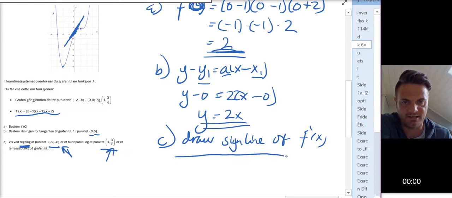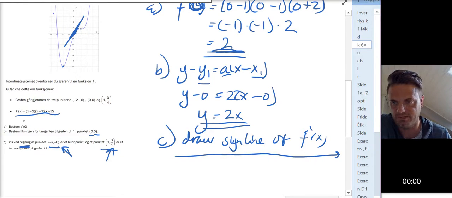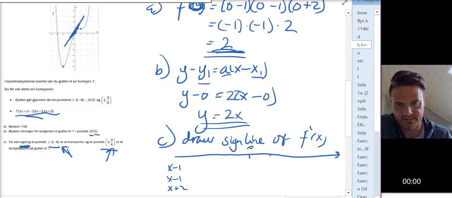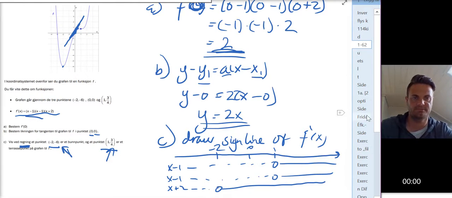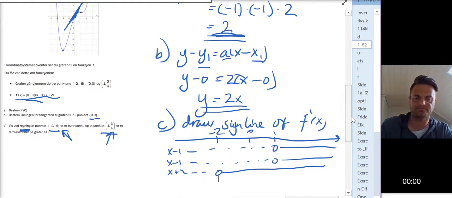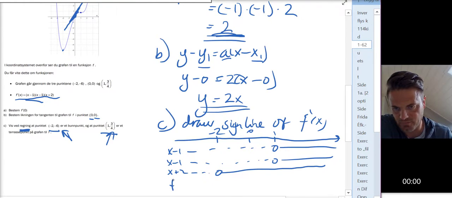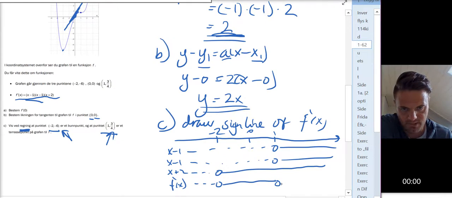So we can draw the sign line of the derivative, and then we should first factorize the derivative, but that already is factorized, so we can just put up all the factors like this. And this is 0 when x is 1, and this is the same sign line, and x plus 2 is 0 and x is minus 2, like this. So there's the sign of every factor. And then we know the sign of the product, which is the derivative.